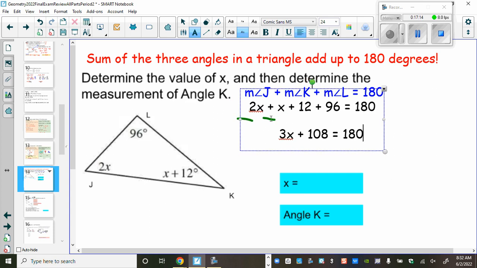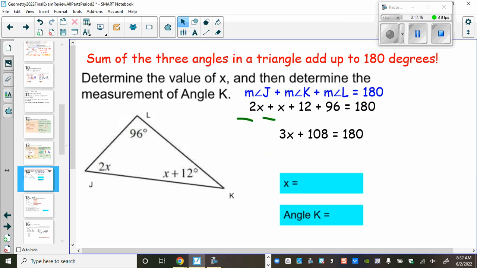All right, I want y'all to find that real quick. Should only take you about a minute. All right. What do we get for x? Who could tell us what our x value is? 24. Agree or disagree with the 24? All right. It will be 24.